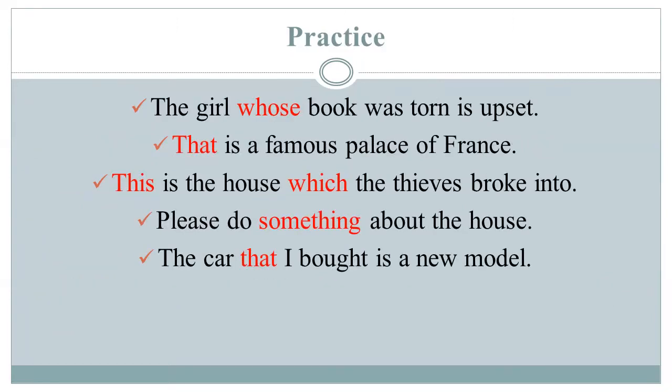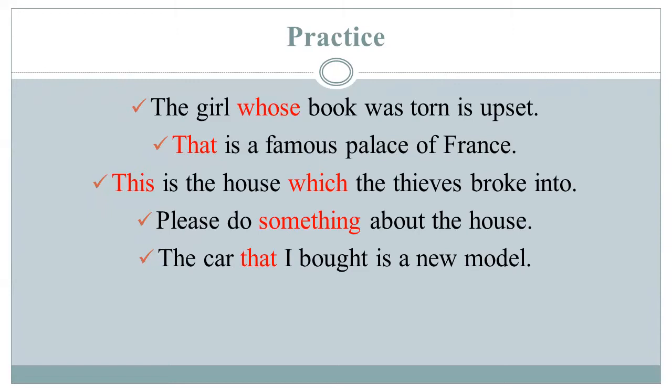Whose is the relative pronoun because it is showing the relation of book with girl. Girl whose book. It tells us that the book belongs to the girl. So this is relative pronoun. Number 2, that is a famous palace of France. So this that is pointing toward a palace. So this is demonstrative pronoun, pointing toward something.